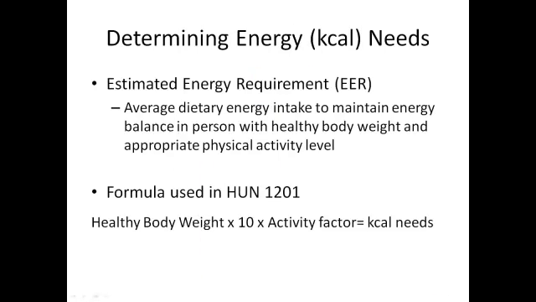Next, we're going to determine our calorie needs. This is still part of the DRIs. This is called the estimated energy requirement. The EER is the average daily energy intake needed to maintain energy balance in a person with a healthy body weight and appropriate physical activity level. Here in this class, the formula that we will use is a healthy body weight times 10 times an activity factor will equal the calories that you need to meet your estimated energy requirement. I will discuss this further in Diet Study 1.